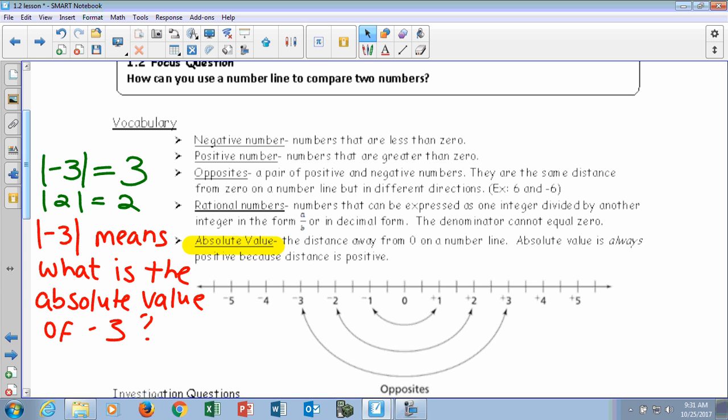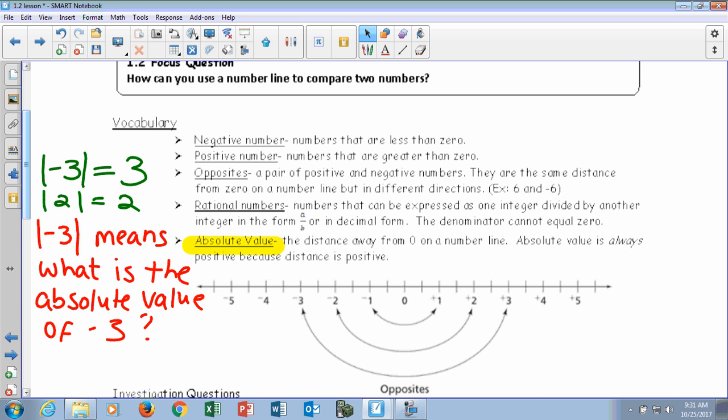8. What about -2? So which distance is bigger? 8 is further away from 0, right? So the absolute value of -8 is 8. The absolute value of -2 is 2. Isn't 8 bigger than 2? Okay, so that's kind of how that works.